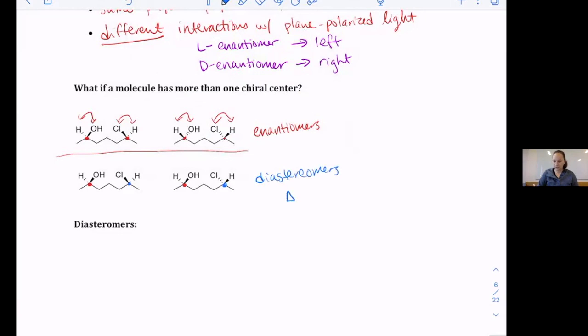That means there's a change at only some, not all, chiral centers. In this particular case, we had two chiral centers, so one changed and one didn't. And so we have a diastereomer instead of an enantiomer. And diastereomers are specifically different in that they have different physical properties.